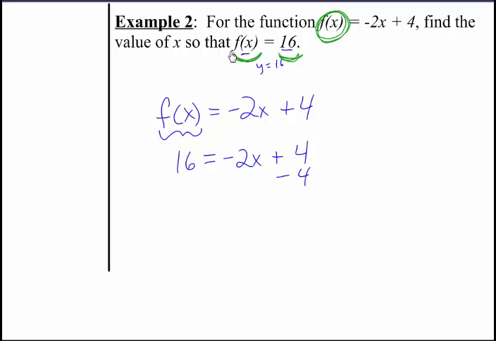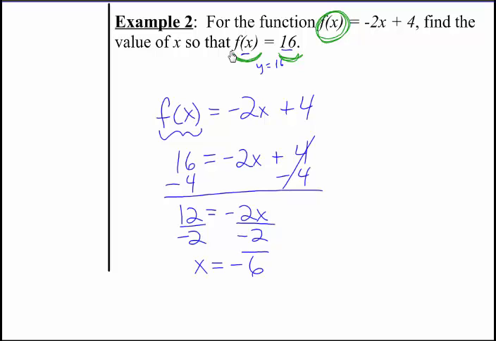So we subtract 4 on both sides. 16 minus 4 is 12 equals negative 2x. 4 minus 4 is 0. Then we divide both sides by negative 2, and we get x is equal to negative 6. So that's what we're trying to find. What is the value of x? That's the same as saying x is negative 6 when f of x is 16.